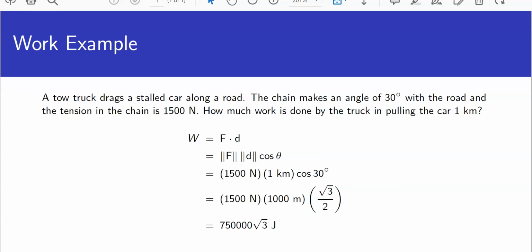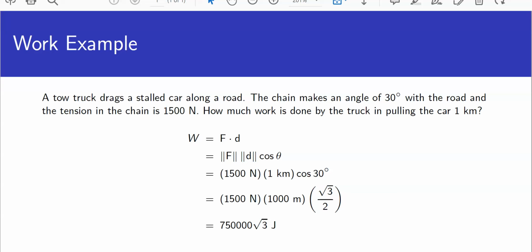In this video, we're going to do an example involving work. So we have a tow truck that's dragging a stalled car along a road. We know that the chain makes an angle of 30 degrees with the road, and the tension in the chain is 1500 newtons. So we want to know how much work is done when we pull the car with the truck 1 kilometer.